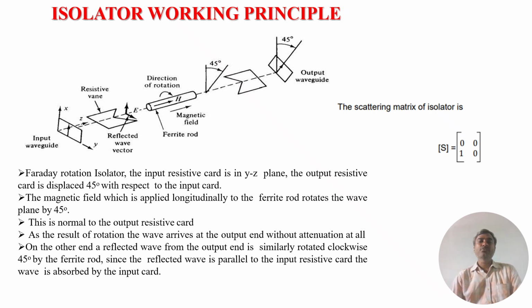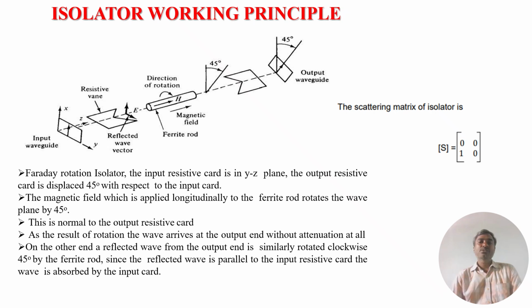The property of the resistive cord is to provide the minimum attenuation when the plane of the wave is 90 degrees with respect to the plane of the resistive cord, and it will provide the maximum attenuation when the plane of the microwave signal is parallel to the resistive cord. When the signal enters through the input, it is made 90 degrees with respect to the input resistive cord and it will travel without any attenuation.